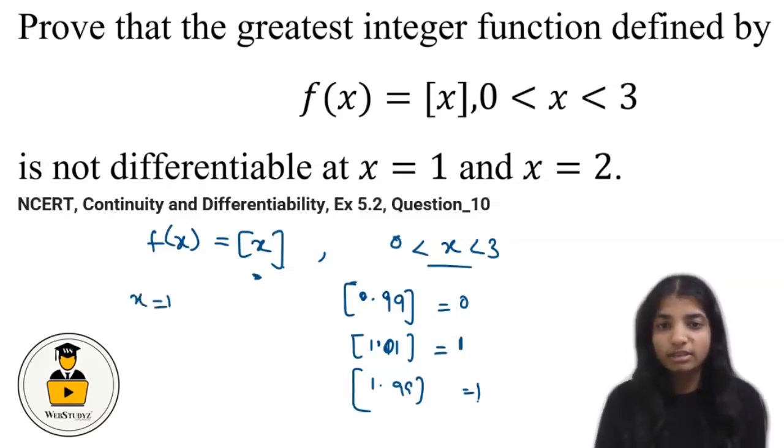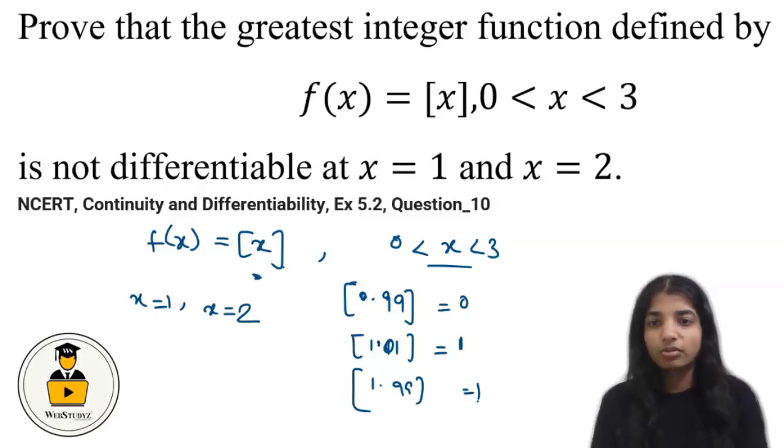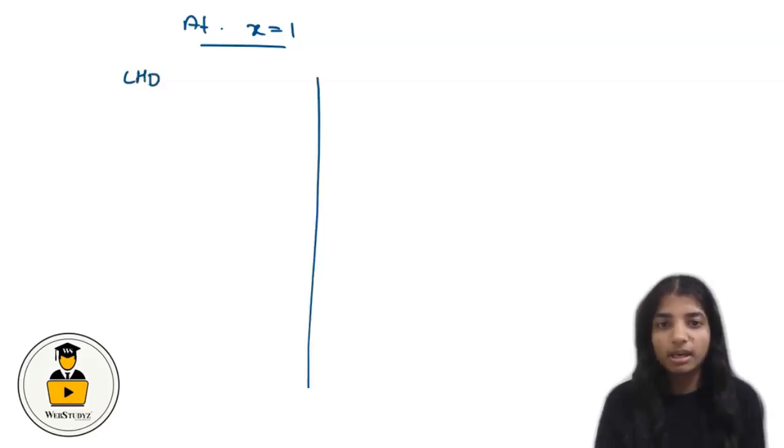We have to check whether it is differentiable or not for x = 1 and for x = 2. So at first, we are checking at x = 1. In order to find if it is differentiable or not, we have to check whether the left hand derivative is equal to the right hand derivative. If both are equal, then we can say that it is differentiable, otherwise it is not.